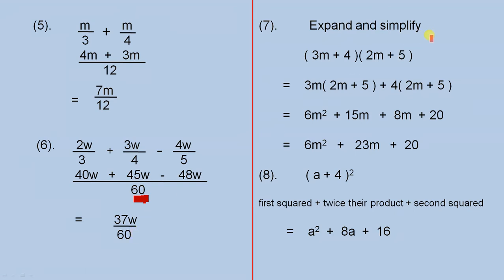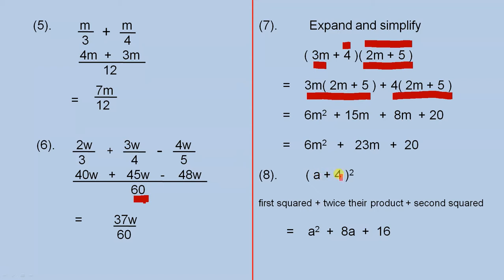Expand and simplify. So these are binomial products. So when you have something like this, we saw earlier that all you do, you take the 3m and you multiply it by those two terms, and we've done that there. You take the 4 and you multiply it by those two terms, and we've done that there. Remove the grouping symbols, add like terms, and there is your answer.